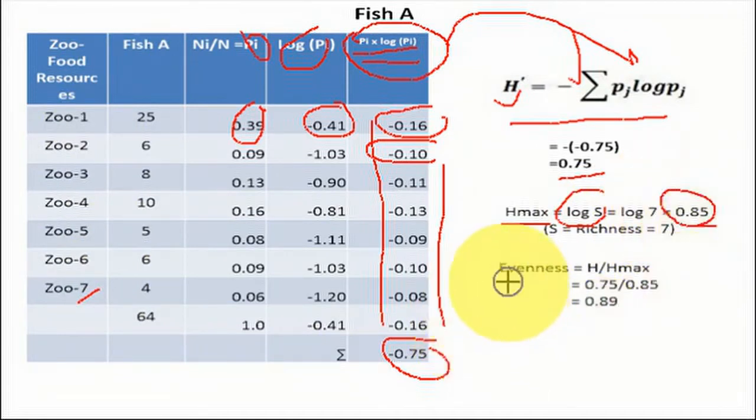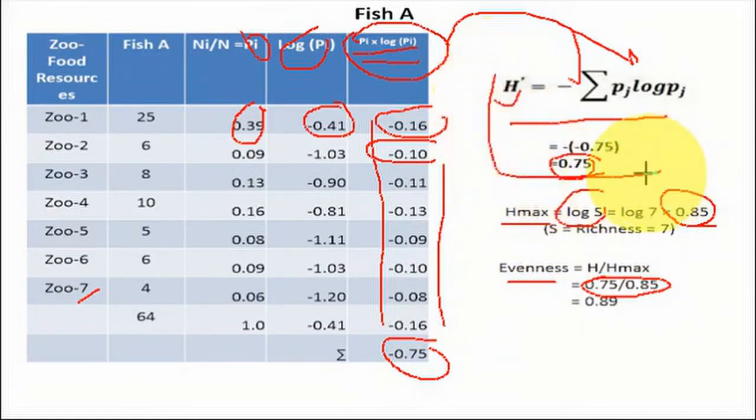Now we can calculate the evenness by dividing H by H max. H is 0.75 and H max is 0.85. So these two are the main figures we have to use for finding evenness. One is H, this H which we have already calculated from this table, and second is H max, which is log S.